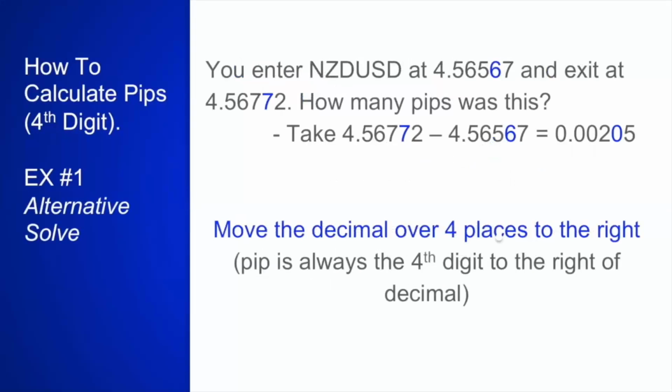Now, if dividing numbers gives you the heebie-jeebies, there's a whole other way that you can solve this. This is the way that I personally like to use, because I don't like dividing numbers either. I'm not a dividing type of person. If you move the decimal over 4 places to the right, remember, the reason why we're moving it 4 places to the right is because the pip is the fourth digit to the right of the decimal. So if you take that point where it says equals 0.00205 and you slide it over 4 places, you will get the same answer.